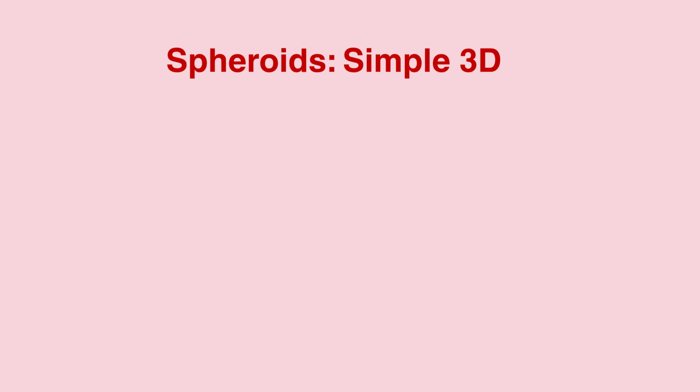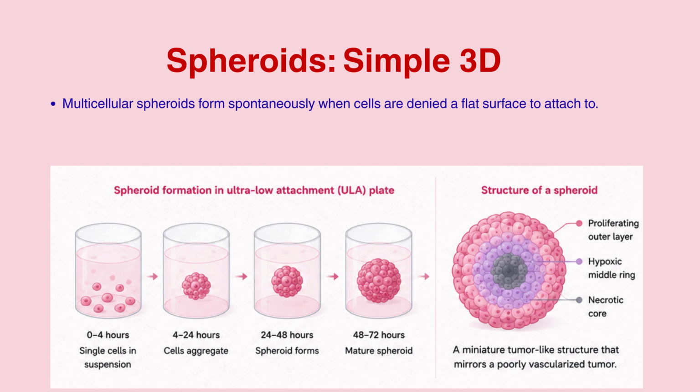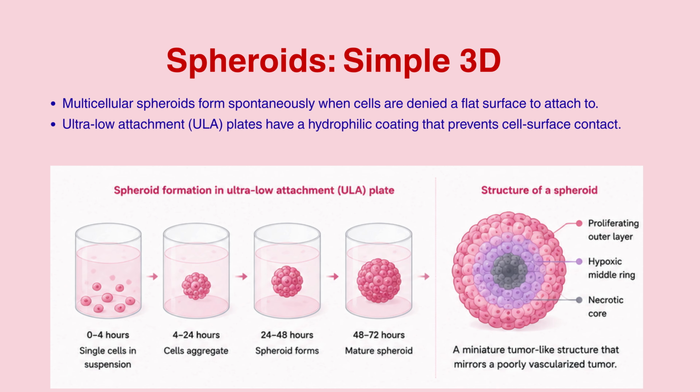Spheroids. Simple 3D. Multicellular spheroids form spontaneously when cells are denied a flat surface to attach to. Ultra-low attachment, ULA, plates have a hydrophilic coating that prevents cell surface contact. Cells aggregate and form tight spheroids within 24 to 72 hours.